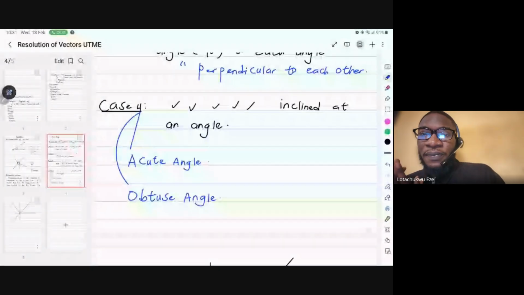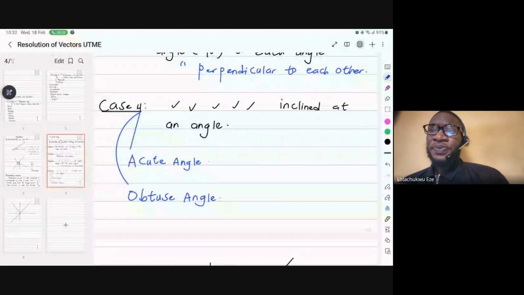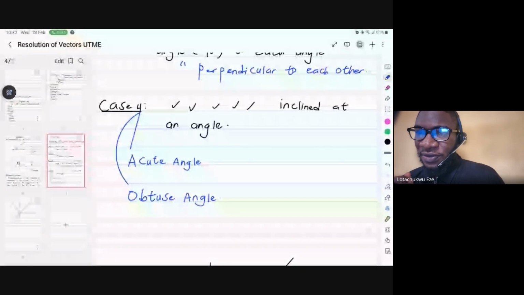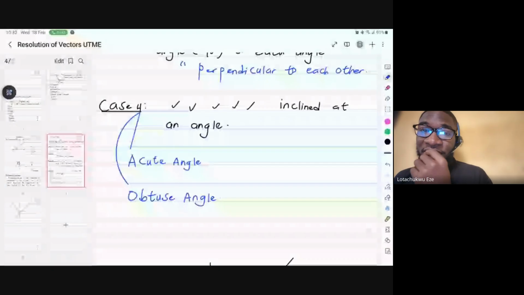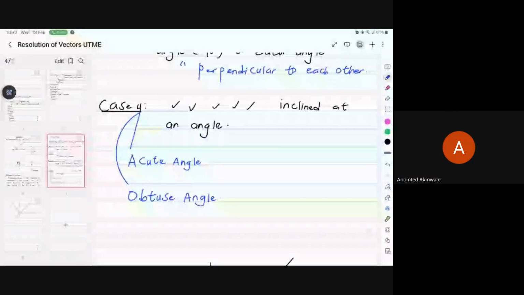Oh yeah, science students, over to you. What is an acute angle? What is an obtuse angle? Anybody? I should start calling names. Justice, over to you. Justice, what is an acute angle? Ferrami, what is an obtuse angle? Titiola, what is an obtuse angle? Who again is on this call? Anointed, what is an obtuse angle? Nobody's talking. Are you sure you guys are in this class? Or should we just close it here?